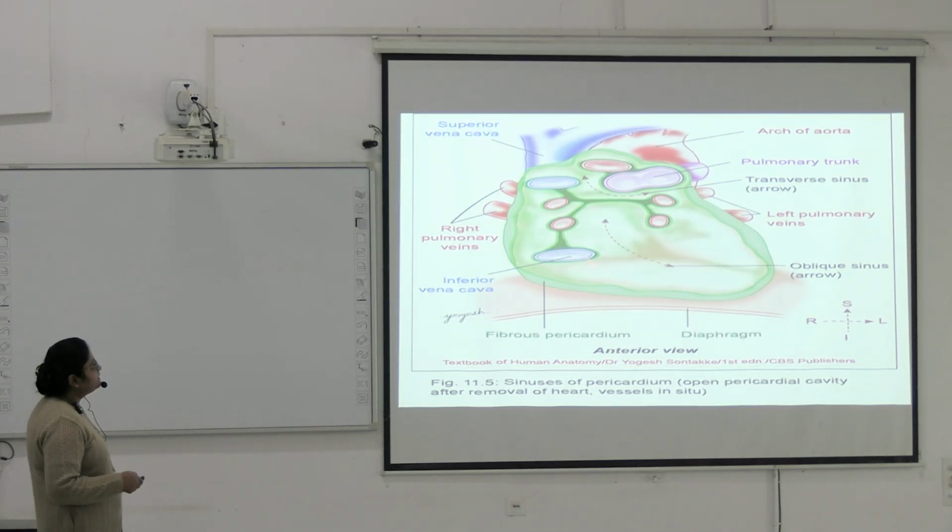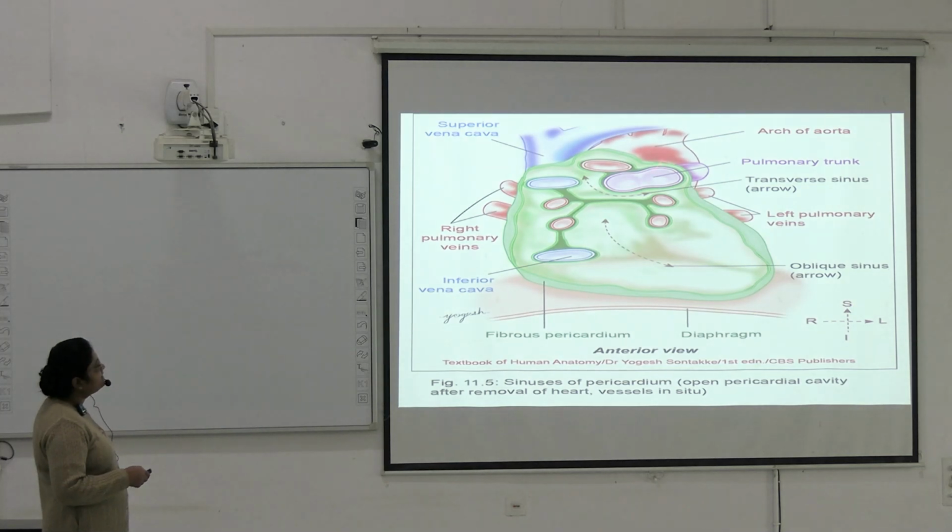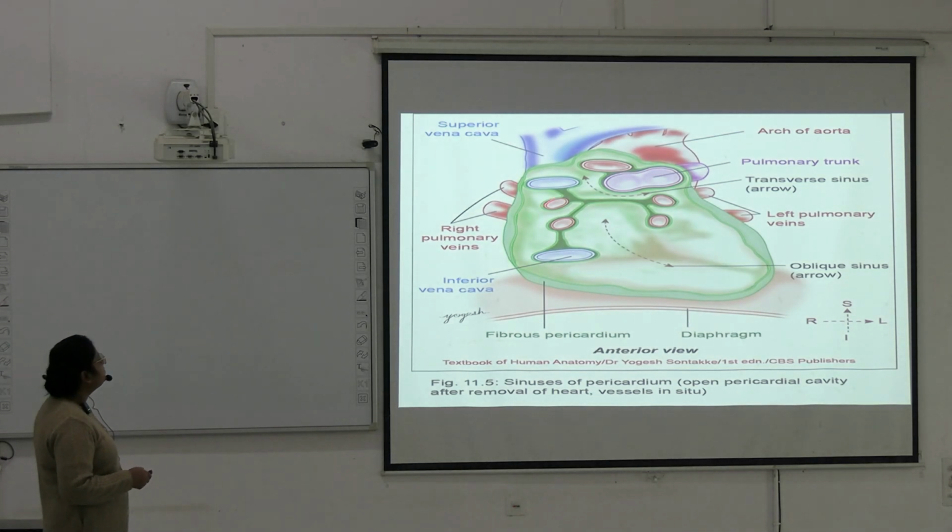See here, this is the location of the oblique sinus. It is enclosed above by the J-shaped attachment of the serous pericardium. And here is the transverse sinus lying between the arterial end and venous end. Arterial end formed by this ascending aorta and pulmonary trunk, and venous end is formed by these four pulmonary veins, superior and inferior vena cava. So this is the location of the oblique sinus, and here is the transverse sinus. Okay.